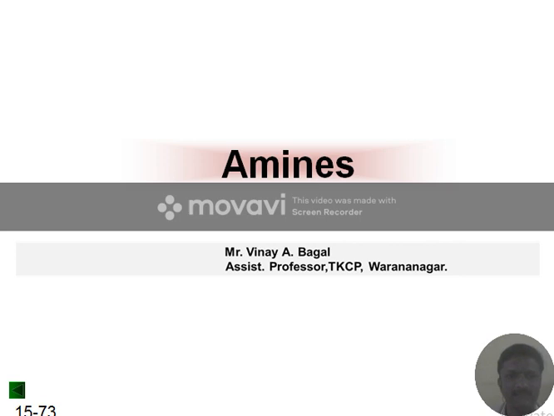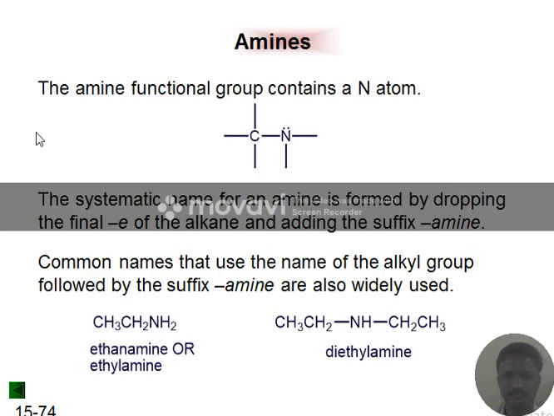What are amines? The amine functional group contains one nitrogen atom. See here, one nitrogen atom is present. The systematic name for an amine is formed by dropping the final E of alkane and adding the suffix amine. Okay, we have to replace E with amine.